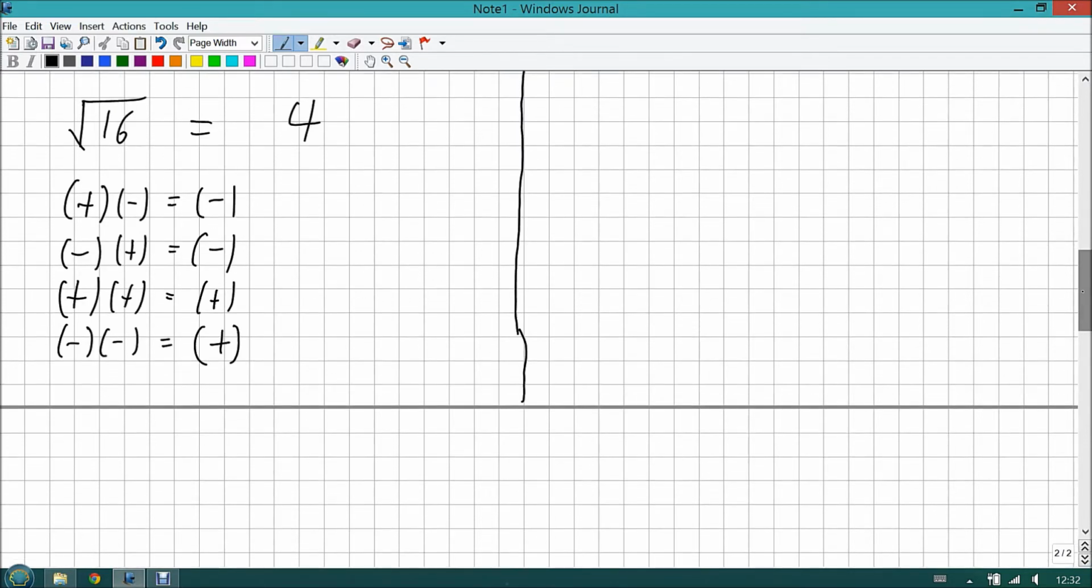That's really restrictive on the numbers that we're looking at. So what happens if we try a negative 4? If we're looking at the square root of 16, could that be equal to a negative 4 times a negative 4? A negative times a negative is a positive. 4 times 4 is 16. So does that mean that negative 4 is also a square root of 16?